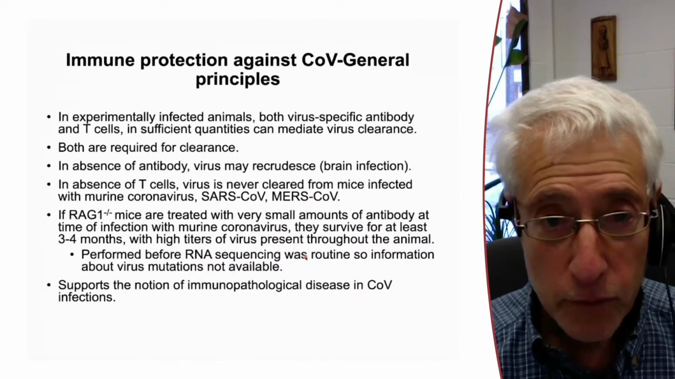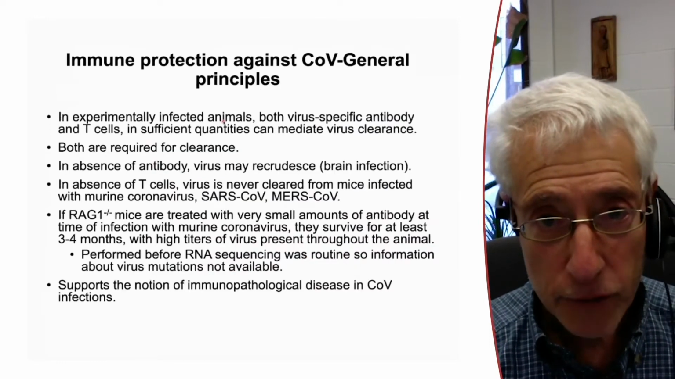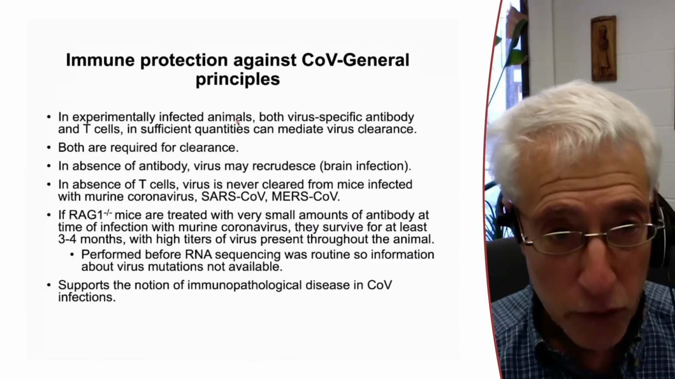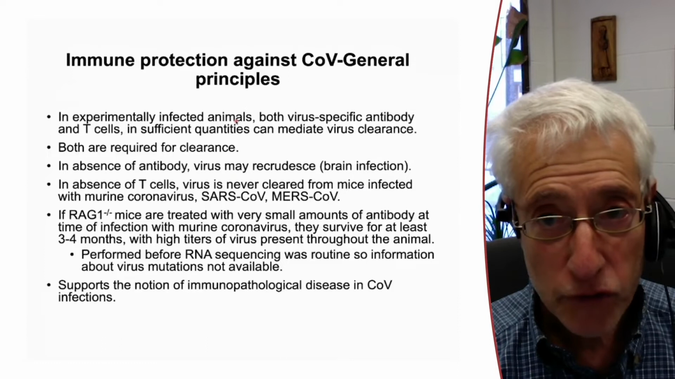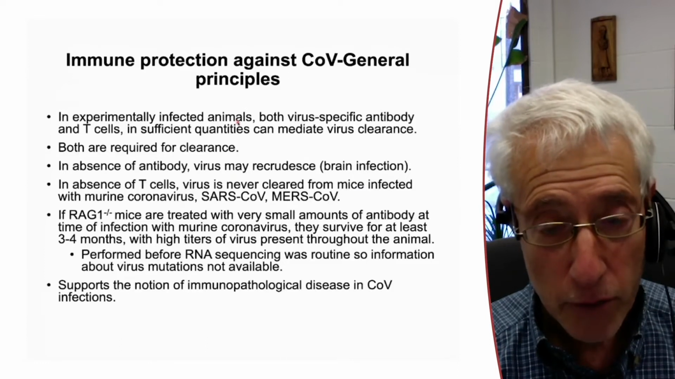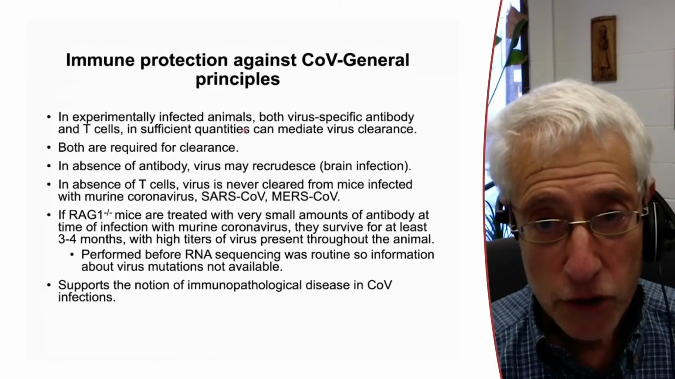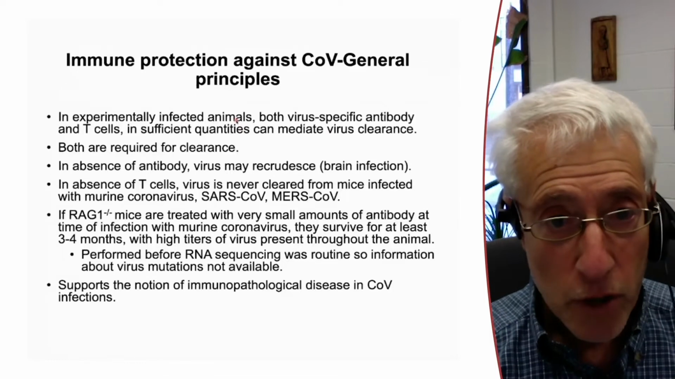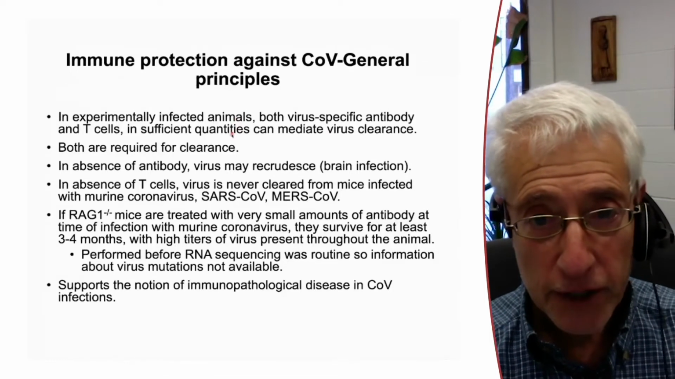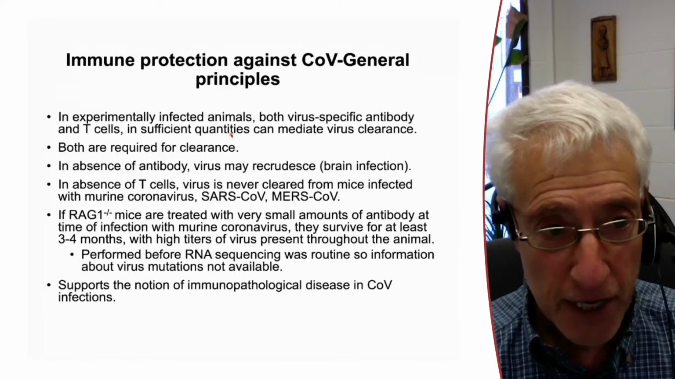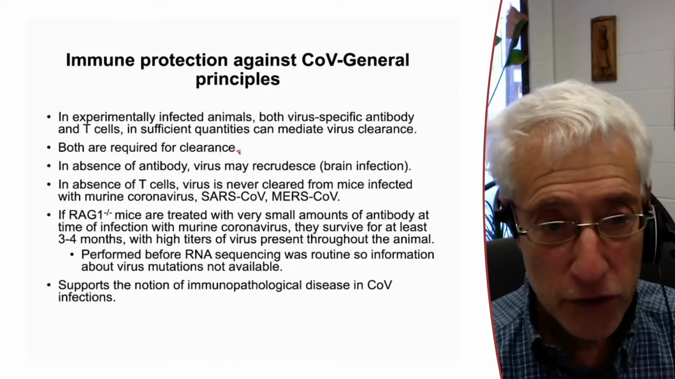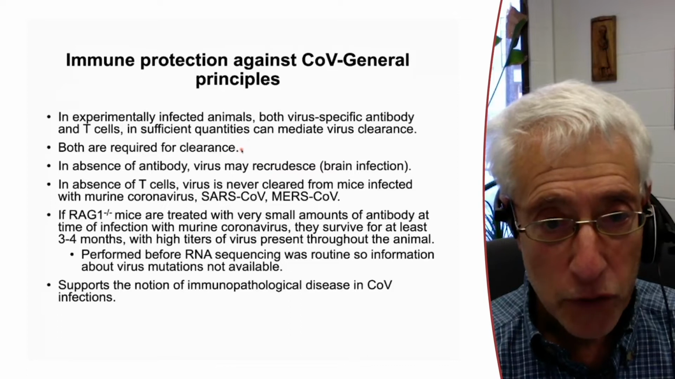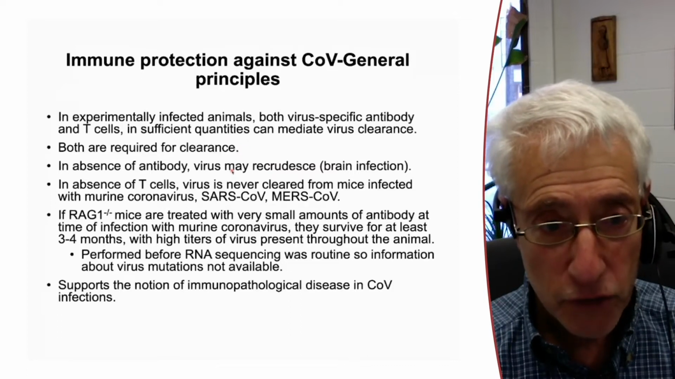So I want to now discuss a little bit about some of the principles of immune protection that we know from coronaviruses from these prior infections before SARS-CoV-2. So we know that in experimentally infected animals, both virus-specific antibody and T cells in sufficient quantities can mediate virus clearance. And in fact, both are required in the natural infection for clearance.